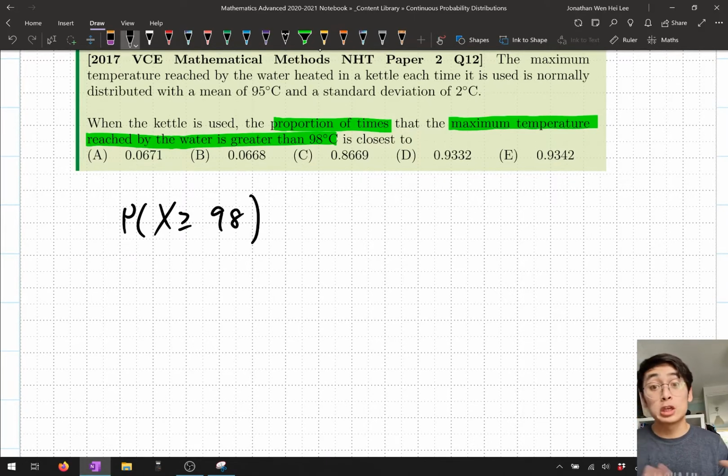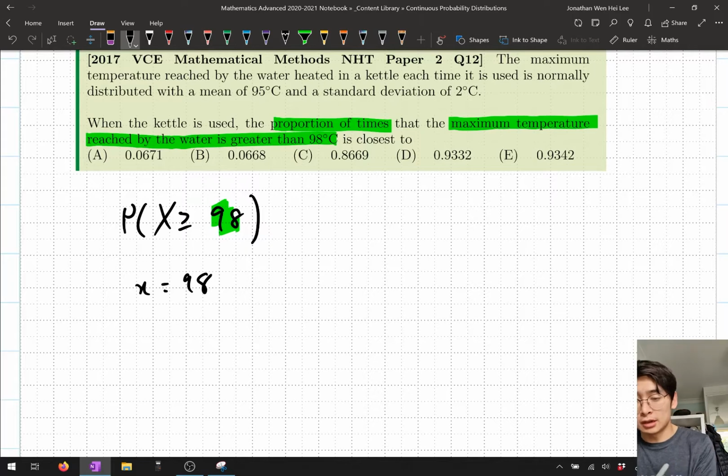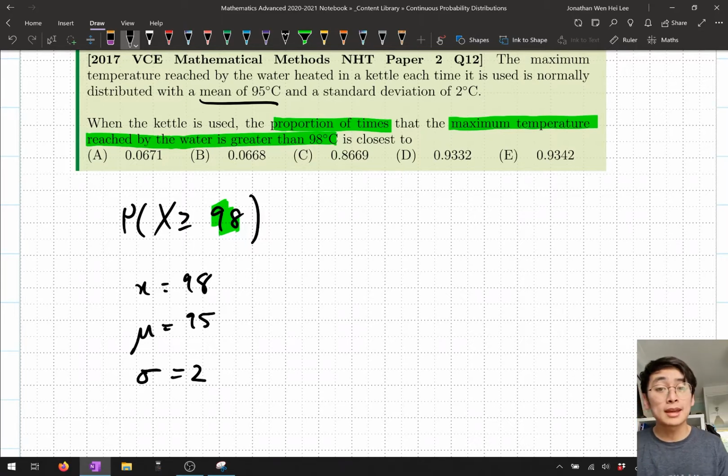Now, in order for us to use the statistical table, we need to convert this to the standardized normal distribution. So here, 98 is my score. I just need my two other values. We've got a mean of 95, so mu is equal to 95, and my standard deviation is 2. And so we can use the z-score equation that we looked at last lesson. Z is equal to x minus mu over sigma.